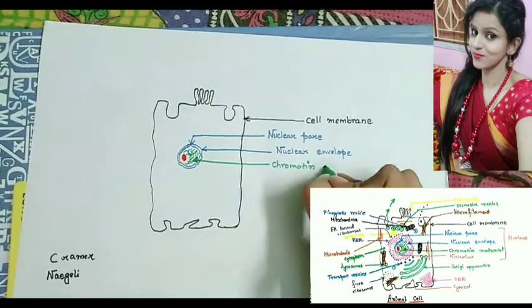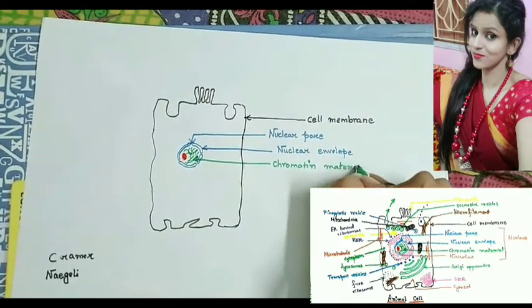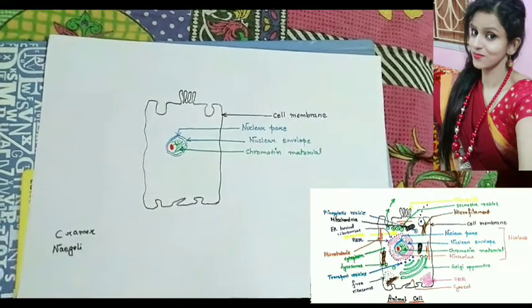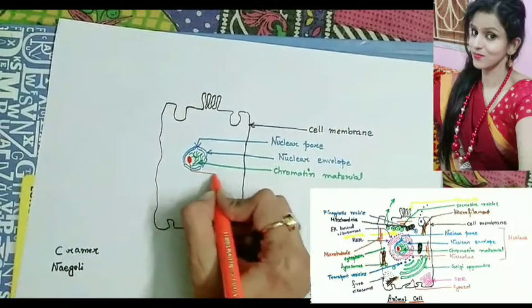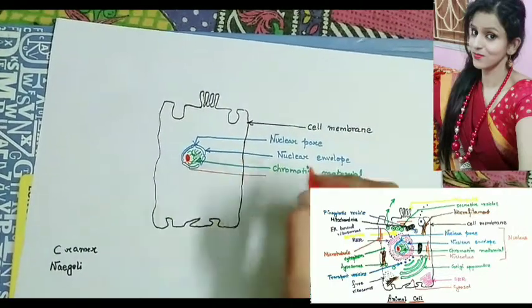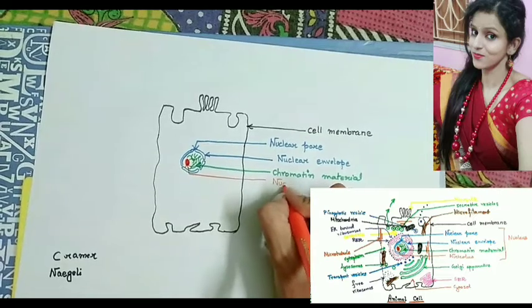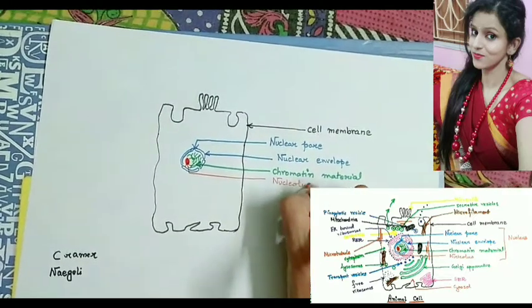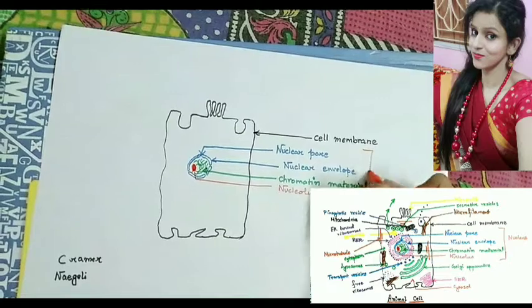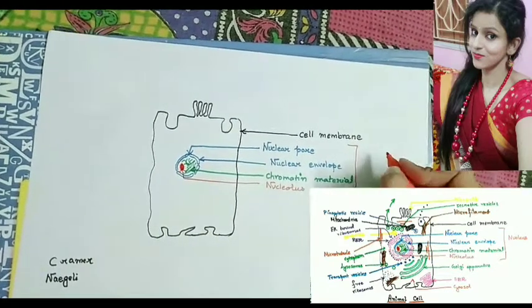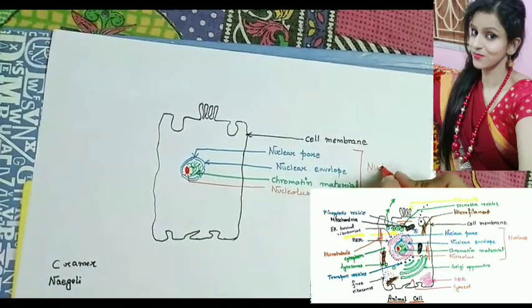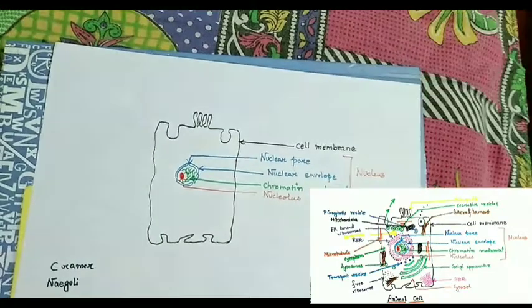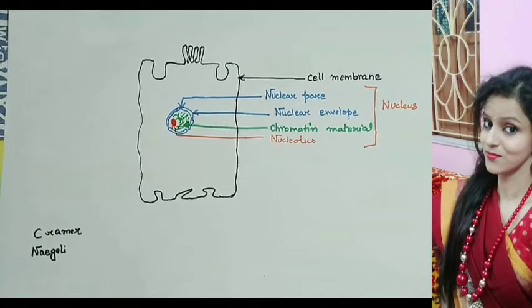I hope it is clear to you. So this one is chromatin material. I have to label that nucleolus portion, so let me label that portion also. So this one is nucleolus. After that we can easily see that all the 4 parts of the nucleus I have already labeled. So the nucleus is made up of all these 4 parts.